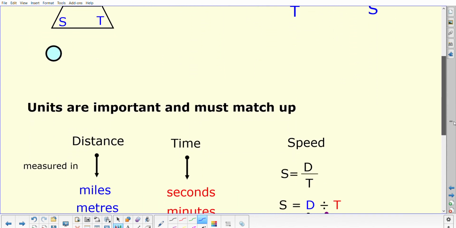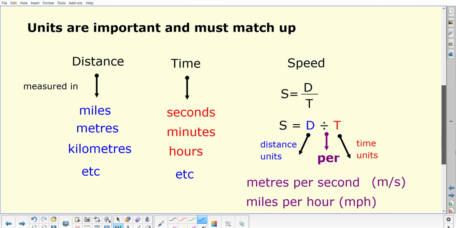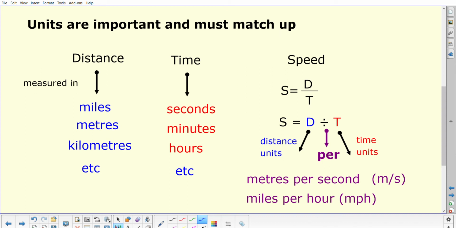Now, when you're using them, it is quite important that you understand the units that you're using and how they need to match up. So distance is always measured in things like miles, meters, kilometres, it might even be centimetres if we were talking about the distance that a snail might travel. So it can be short distances as well, but those are distance units. Time units you should recognise can be things like seconds, minutes, hours, days, months even, years. They're all lengths of time.